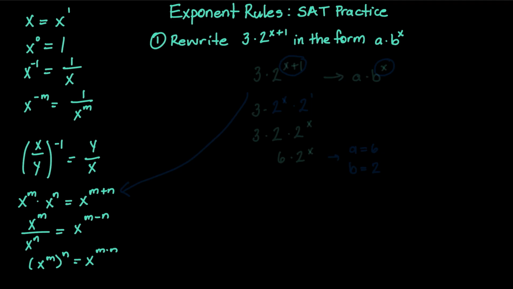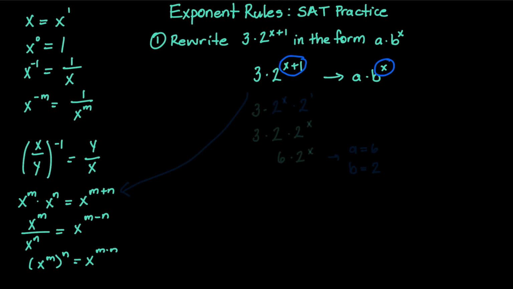So this example wants you to rewrite 3 times 2 to the x plus 1 in the form a times b to the x. So right now we have 3 times 2 to the x plus 1. To rewrite it in the form a times b to the x, the only thing that can be in our exponent is x. Currently, we have x plus 1.